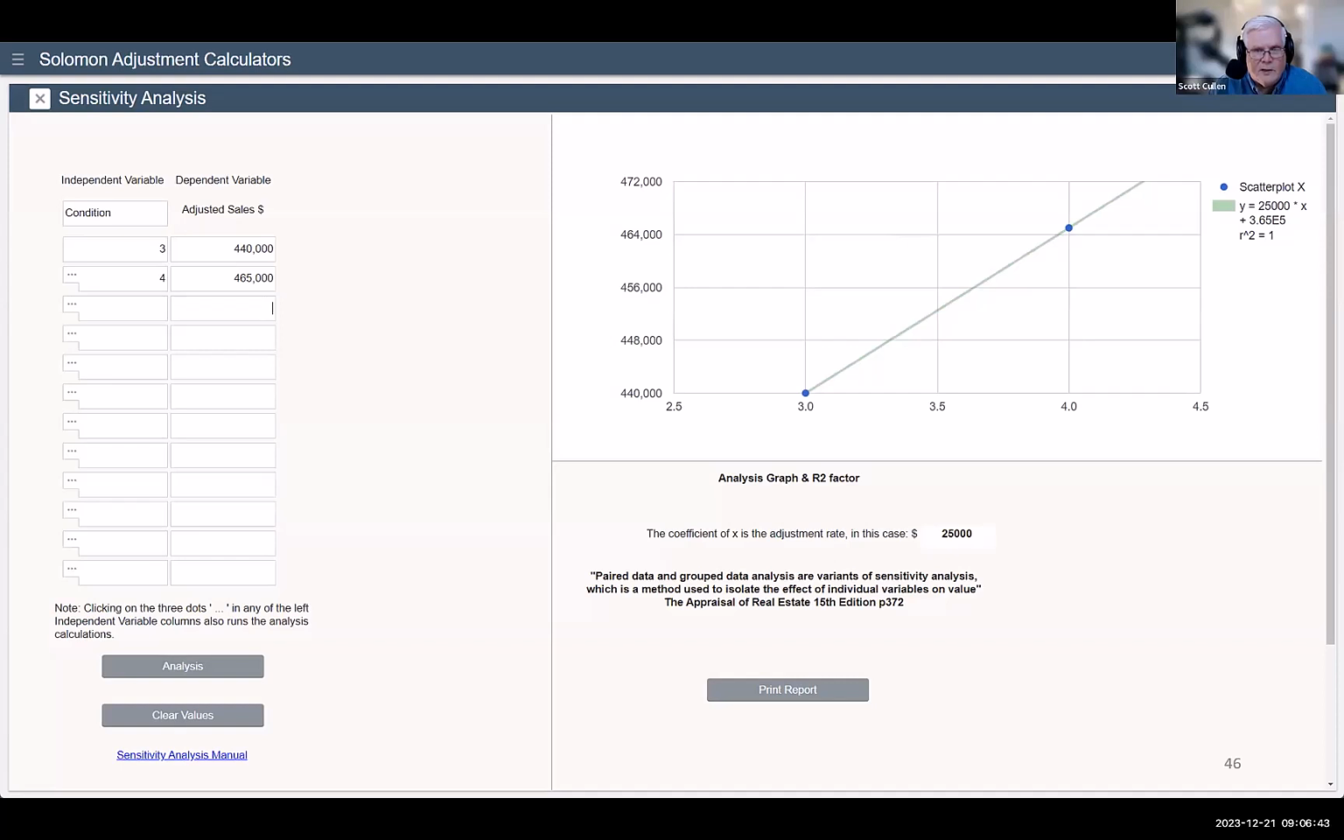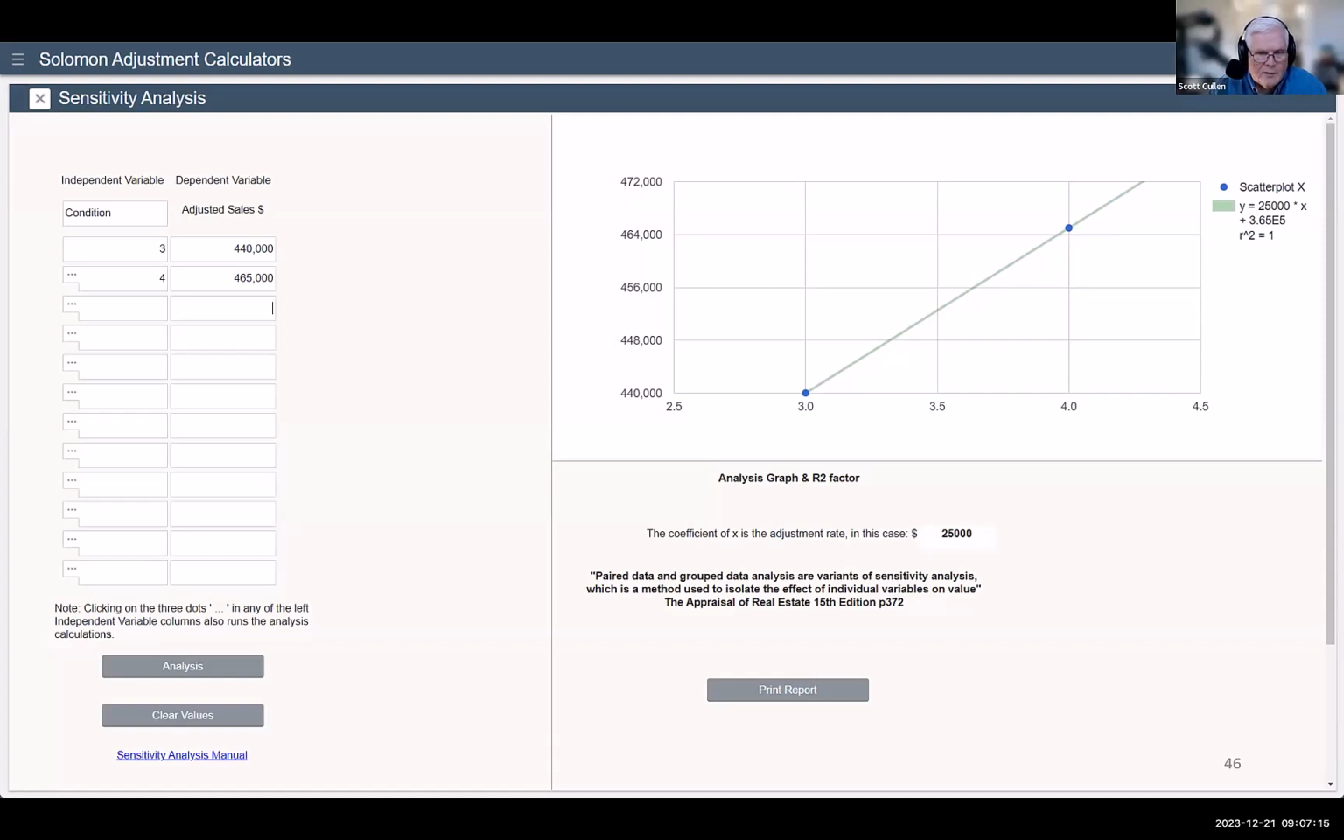Sensitivity can be used for things like condition, quality, and location by using a rank for the independent variable. I use a rank of 1 to 5, like a 5-star hotel being the best, 3-star average, and 1-star being the lowest. Here we have an average condition ranked as 3 with adjusted sale price of $440,000. Comp 2 is better condition with a rank of 4. The adjustment rate is $25,000.